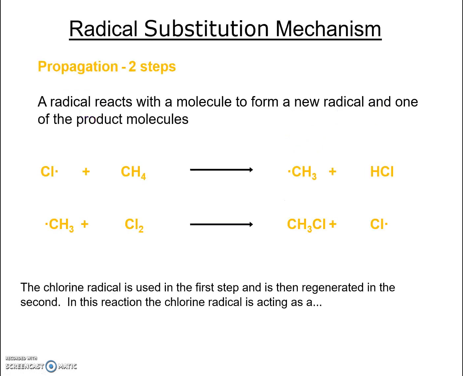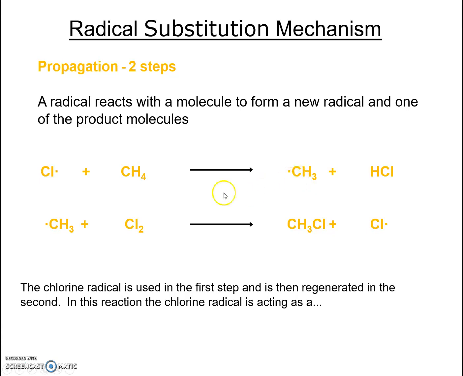The second stage is propagation. This is where the reaction really occurs. This is where the radical that we've just formed in our initiation step reacts with one of the reactants, in this case methane. You can see here that the chlorine radical has taken away a hydrogen and has left the carbon with three hydrogens and an unpaired electron. Now this makes a methyl radical.